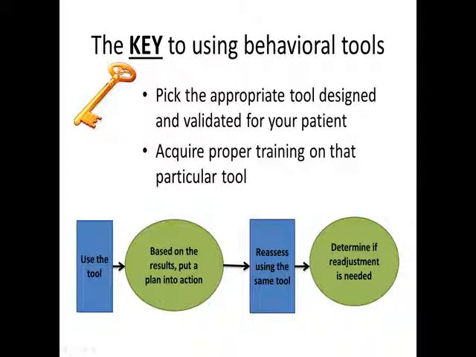So in a perfect world, you pick the right tool, and then based on the results that you get, an action plan is put into action. And then at a reasonable time later, you use that same tool and reassess your patient to see if the intervention was successful or not in relieving the pain. And then based on the new score, you determine if readjustment is needed. You can see how the consistent same tool is used to screen and to evaluate the intervention that you're trying.